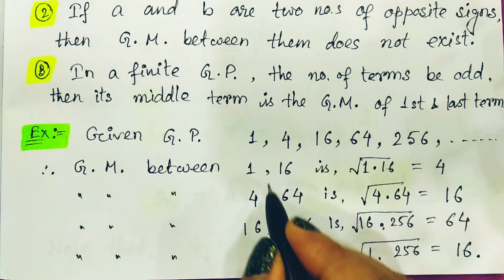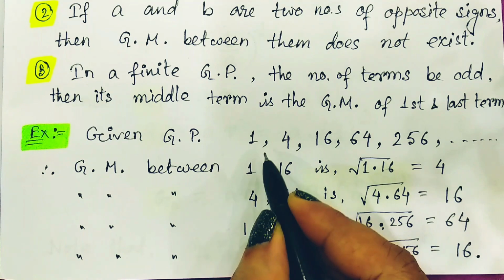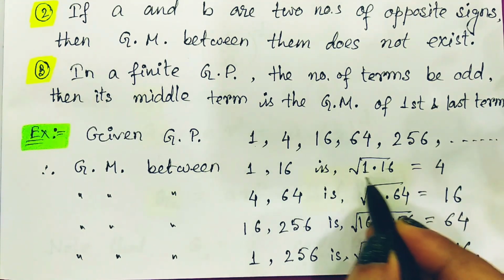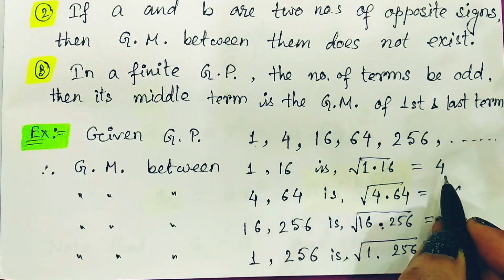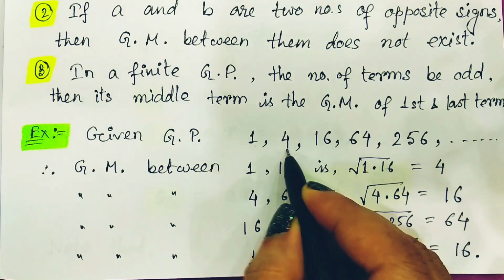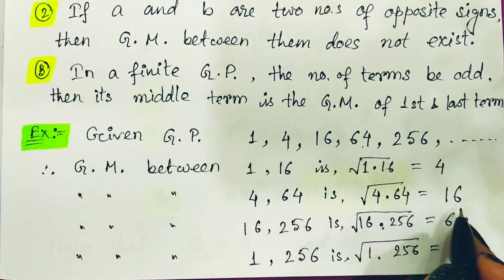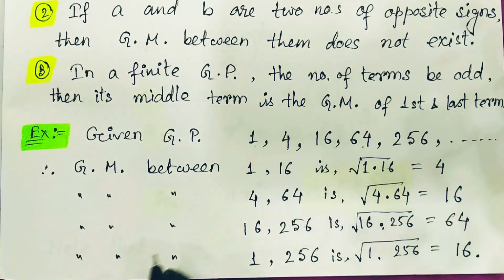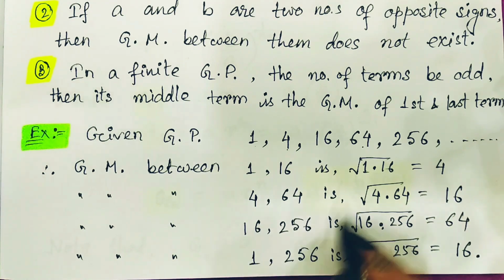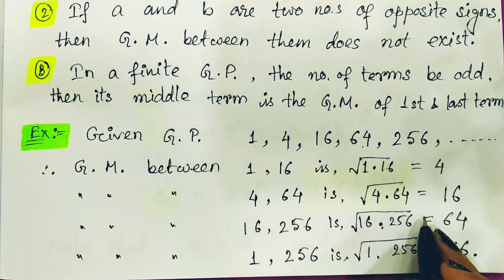If we want to find the geometric mean between 1 and 16, we find it just by taking the square root of the multiplication of these two numbers. So it is 1 into 16, its root means 4. If we want to find the geometric mean between 4 and 64, we multiply these two and then take the square root, and it will be 16. Again, if we want to find the geometric mean between 16 and 256, it is 64; just multiply these two and take the square root.